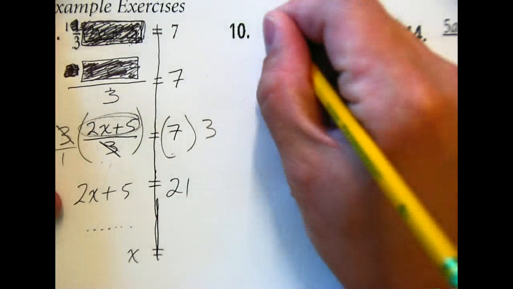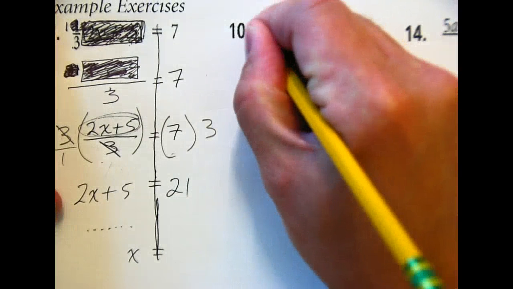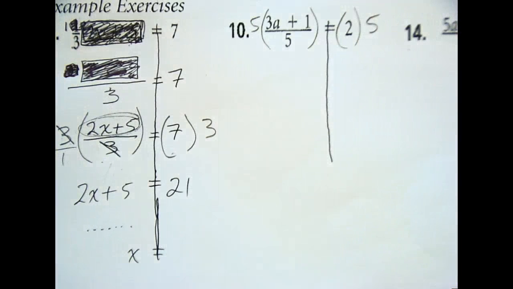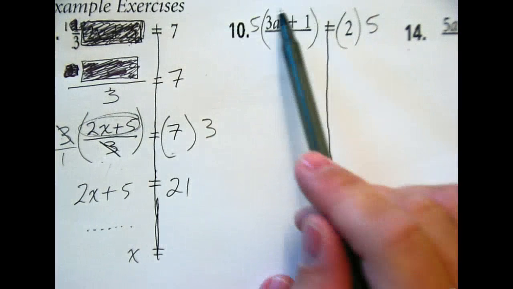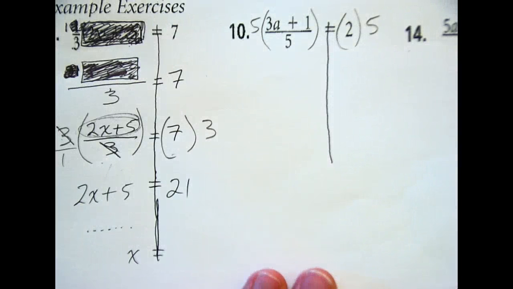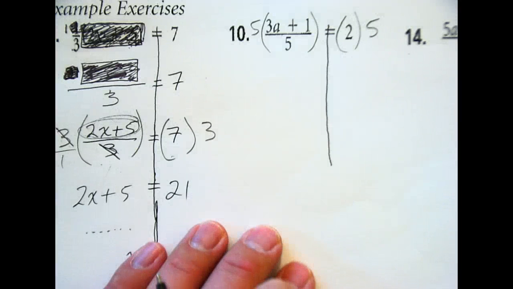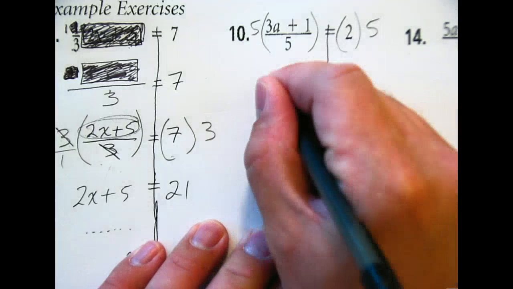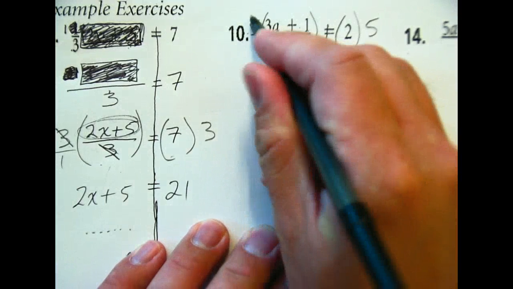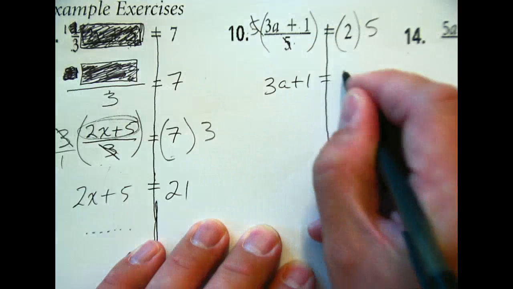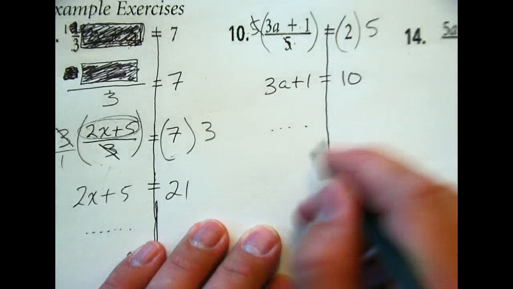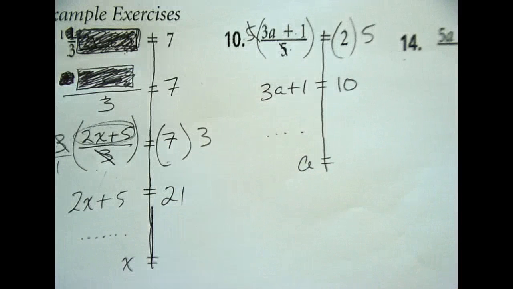Good. Multiply everything by the common denominator of 5. So we multiply this by 5 and multiply that by 5. All right? Ayla, what happens right here? What am I left with when I multiply by 5? Good. 3a plus 1, right? When you multiply by 5 and then divide by 5, they just cancel. 3a plus 1 equals 10. And then from there, just keep going until you get to a equals, and I'll let you solve that.